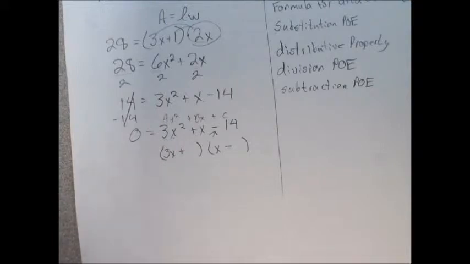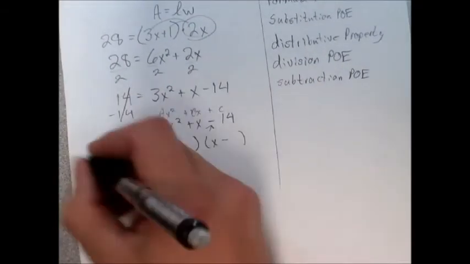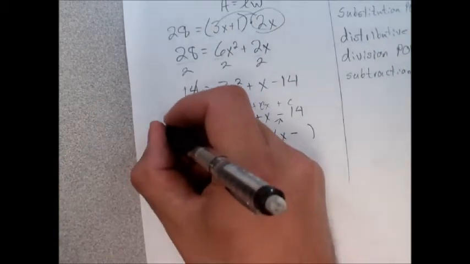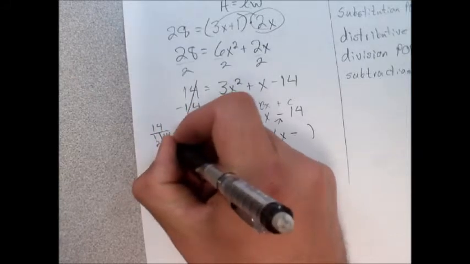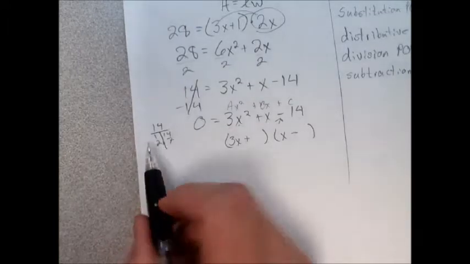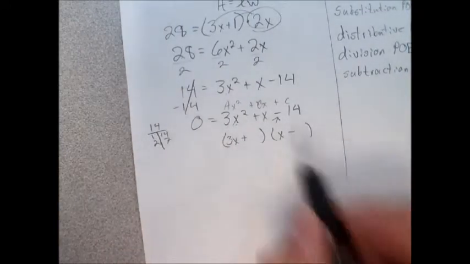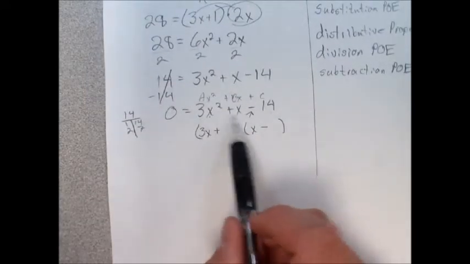Next, I need factors of 14. Okay, so let's start looking at factors. I'm going to factor it out over here. So factors of 14, I get 1, 14, 2, 7, and what? Anything else? That's it, right? Okay, so I factored out 14. We know the factors of 3. They are 3 and 1. And then I will also need to look at what's going to happen in my middle.